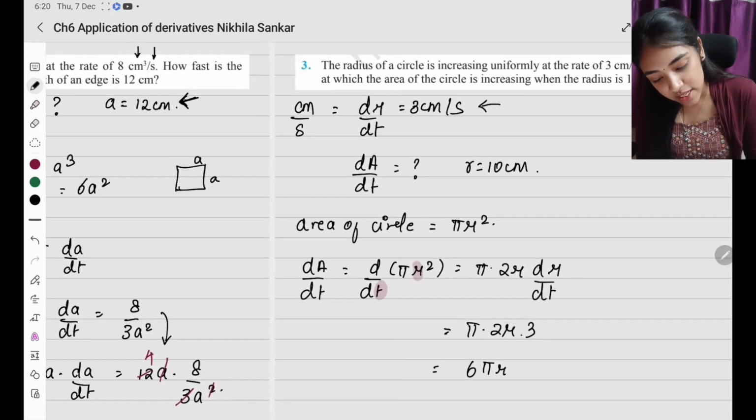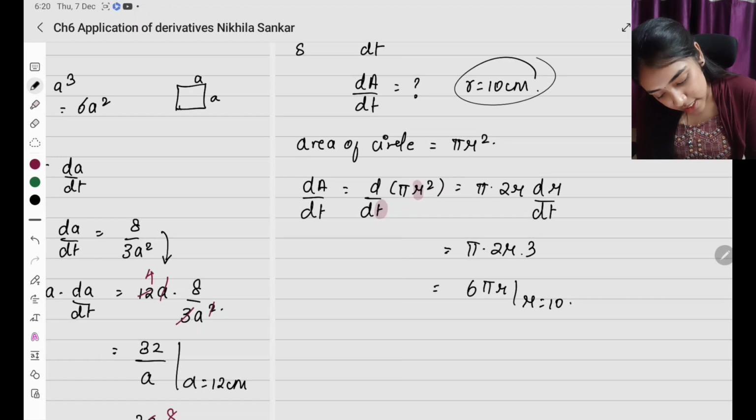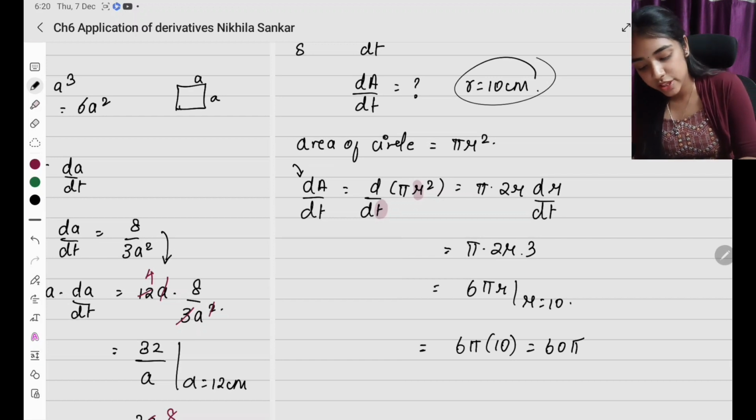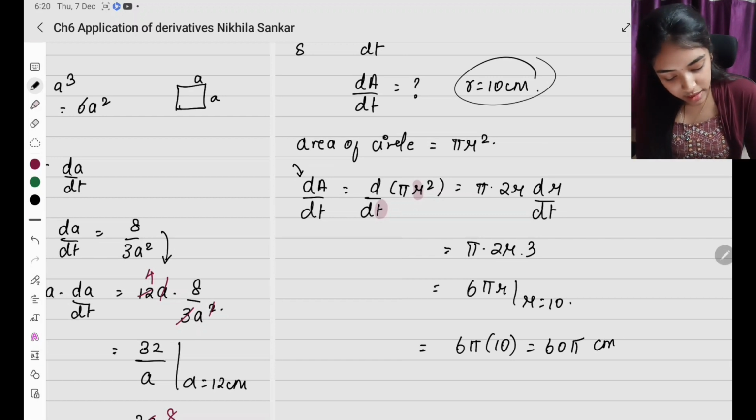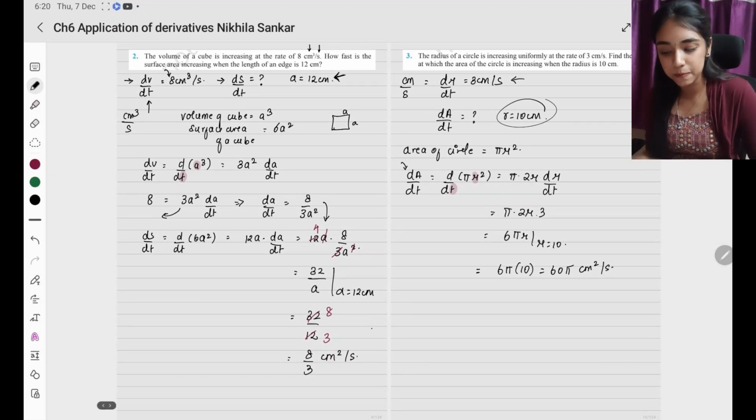And they have asked when the radius is 10 centimeter. So substitute r equals 10. 6 pi times 10, which is 60 pi. And we are talking about rate of change of area, which is going to be centimeter square per second. Okay, very simple.